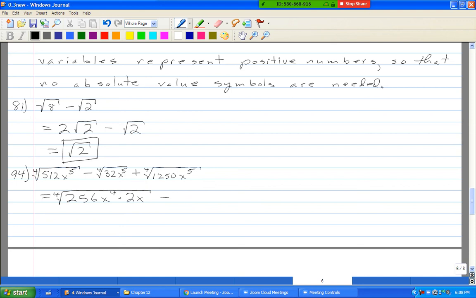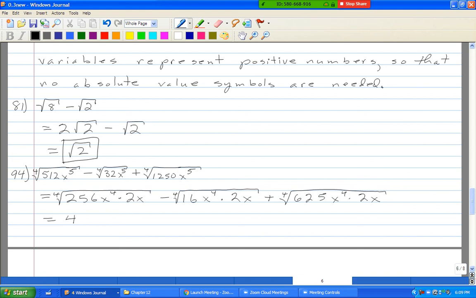So do the same thing. Let's write 32 x to the 5th as 16 x to the 4th times 2x. And lastly, let's write 1250 x to the 5th as 625 x to the 4th times 2x. And so the fourth root of 256 is 4. I think we did that above.